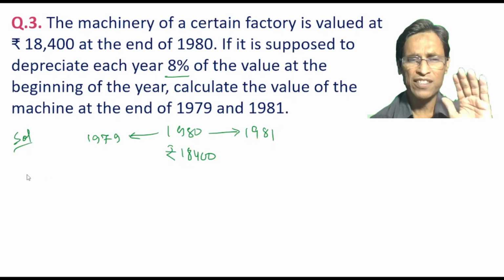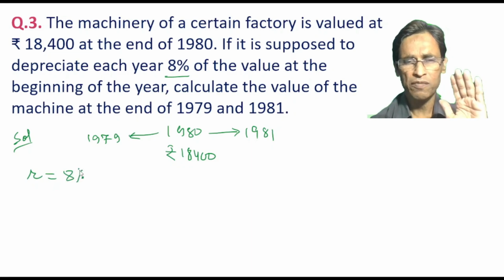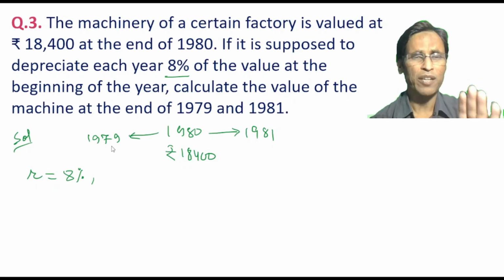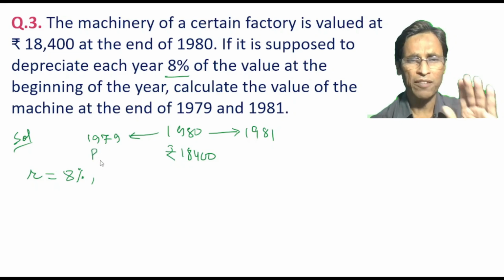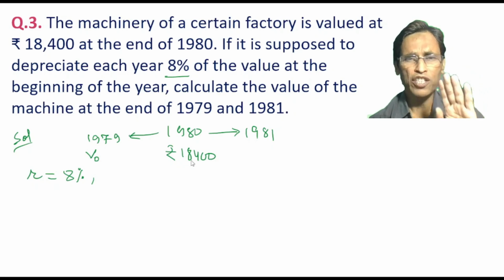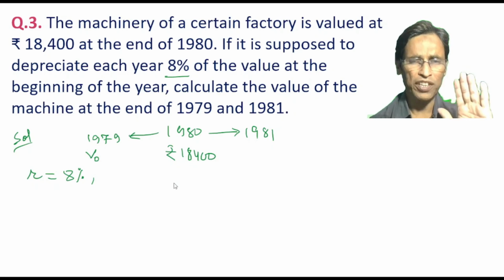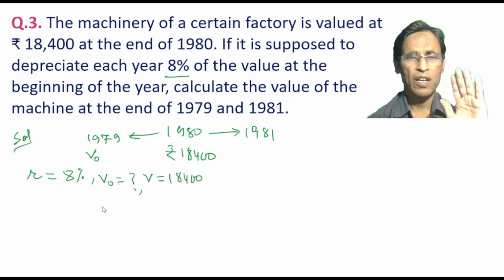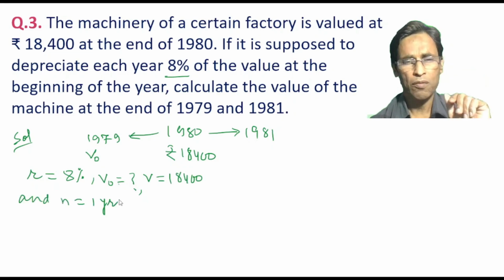So we will mention the rate of depreciation is 8%. So if we have to find out the value for the year 1979, then 1980 will be the final value, and the value in this year we will assume as V naught. And this value we will assume as V. Therefore V0 is unknown and so V equal to 18,400. Now the number of years is 1 year.